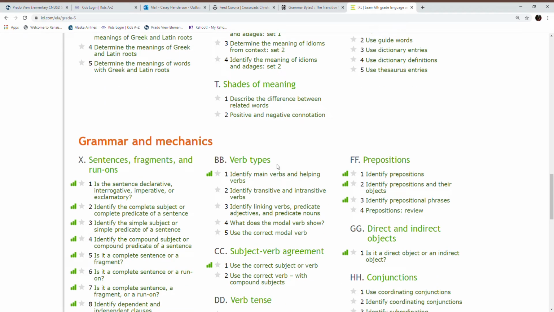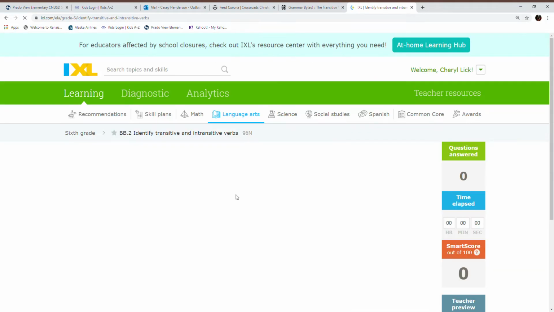All right, so here are the verb types, and we're going to go to BB2, identify transitive and intransitive verbs. Now, transitive verbs we just learned, they're going to have a direct object behind it, and it's going to be an action verb. Intransitive is an action verb, it just doesn't have the direct object behind it. Like my example when I said I ate slowly, ate is an action verb, but it's not transitive because I don't tell you what I ate. Hopefully that makes sense. All right, so let's see how we do on some of these.